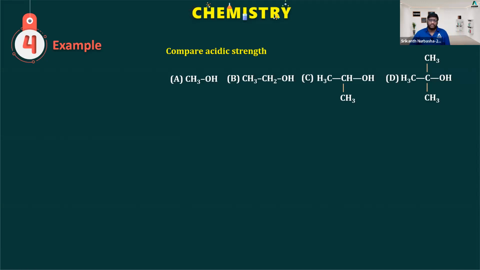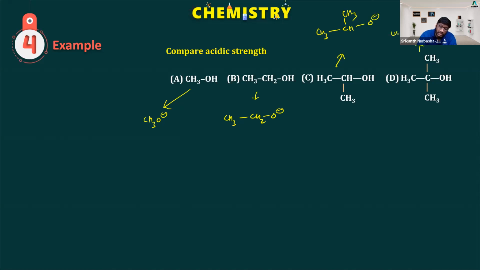Sir, A is correct. Why? Sir, in the tertiary carbon, once it loses hydrogen, the oxygen has more electron density. Yes. Whenever they ask acidic strength, you have to produce the conjugate base and look at the stability. So here we have CH3O minus, here we have CH3CH2O minus, here we have CH3CH(CH3)O minus, and here we have (CH3)3CO minus.